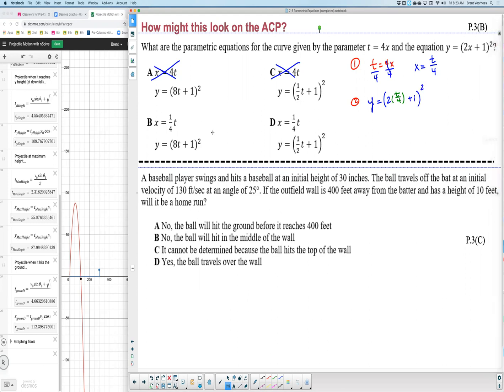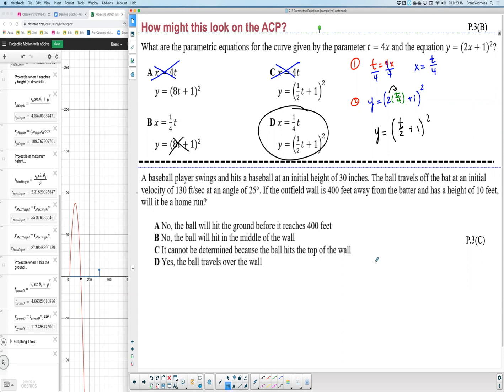As I'm looking at my answer choices, this looks nice. I don't have to distribute the whole thing out. I just need to multiply this out here. That would be 2t divided by 4, which happens to be half a t. 2t over 4 is the same thing as 1/2 t. So it'd be t over 2 plus 1 quantity squared. Looks like the answer will be D for this problem.